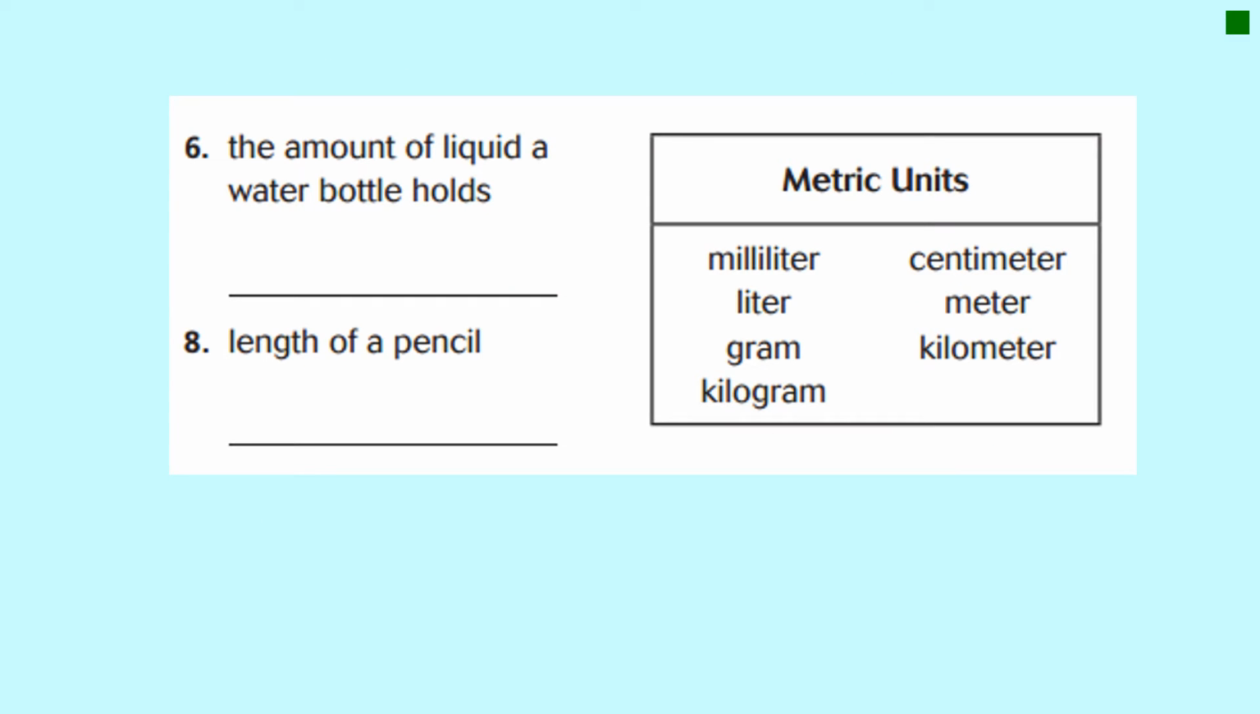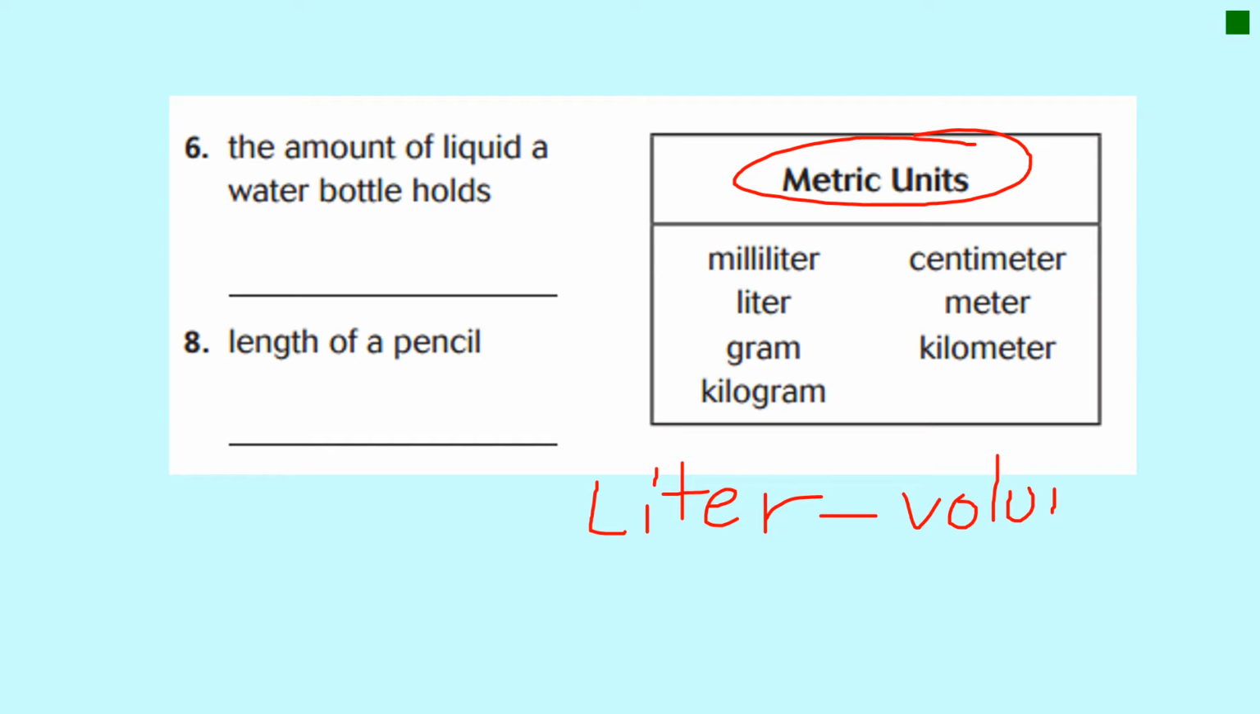Now, these are benchmarks for metric units. And metric units are what scientists use, and a lot of people all around the world use metric units. Okay, you're going to be learning a lot about these in this chapter. A milliliter, well, let me write these. A liter, that's volume. Okay, that's filling something. So anything that has liter at the end of it is going to be volume.